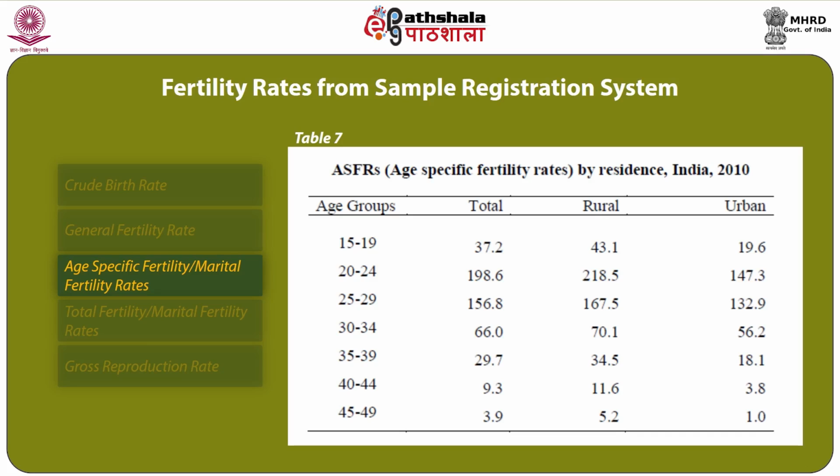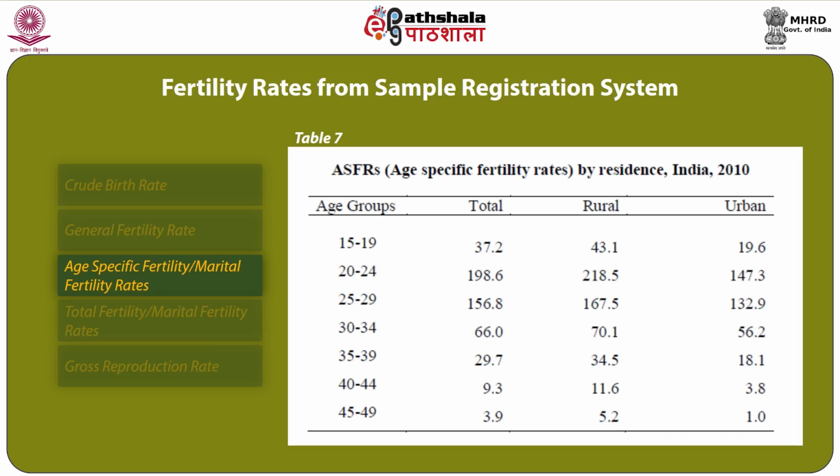And further, at the advanced age of women, that is, 40 to 44 years, the age-specific fertility rate, as expected, in the total population is as low as 9.3 only, and in rural areas the level is 11.6, and in urban areas it is as low as 3.8.